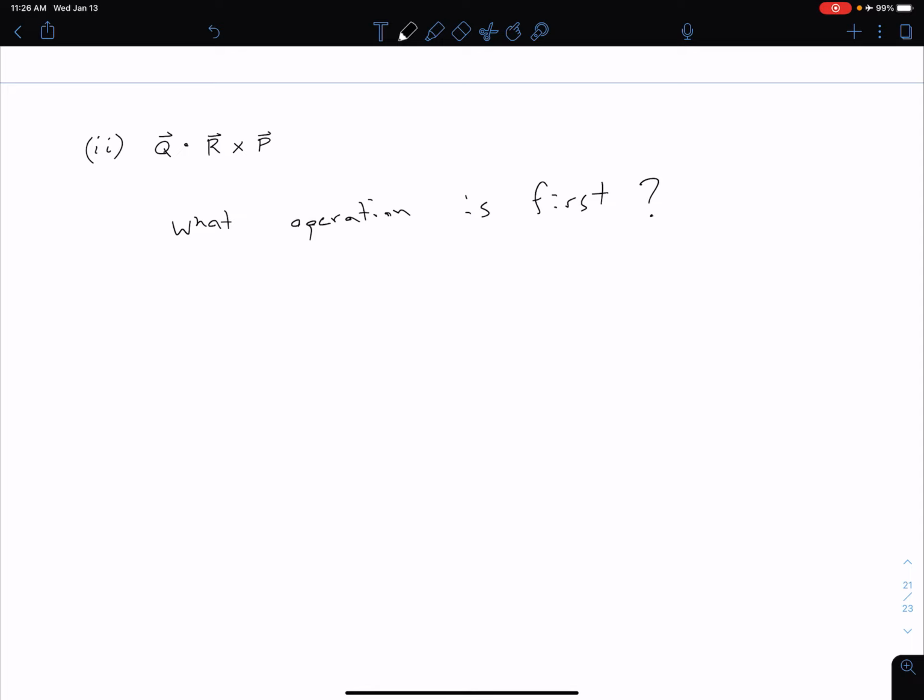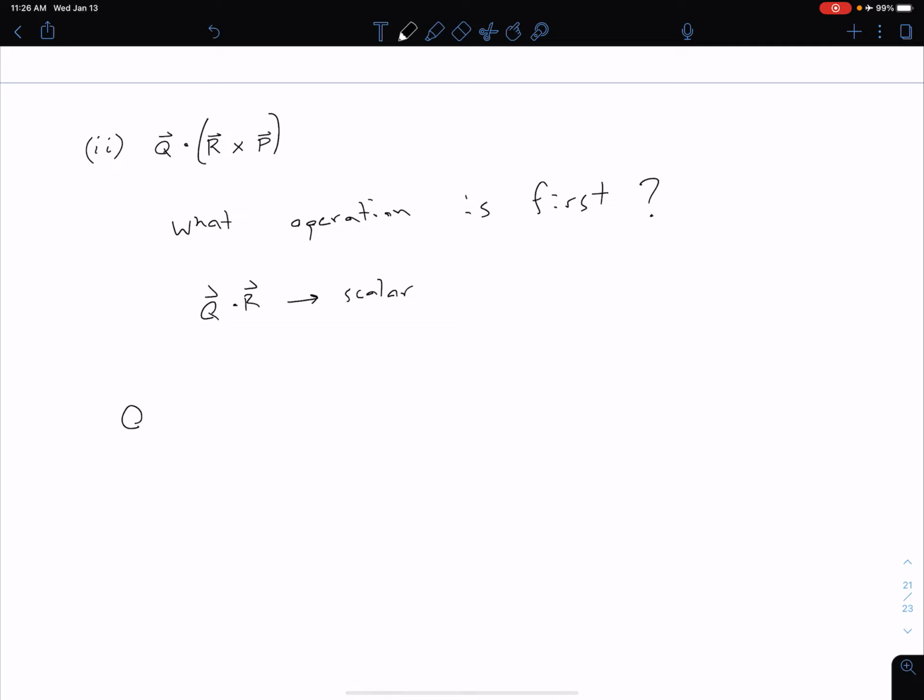So are we going to do this dot product right here, Q dot R first, or are we going to do R cross P? So unlike the previous part, we don't have any parentheses to indicate which one we should do first. Well, if we think about it, there's only one right way that we can do this, and that's to do our cross product first. And the reason is that if we were to do our Q dot R first, that's going to result in a scalar value. And of course, we can't have a scalar crossed with a vector. So in this case, we have to have our R cross P occurring first.